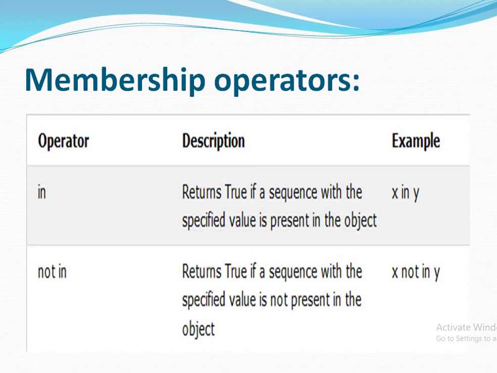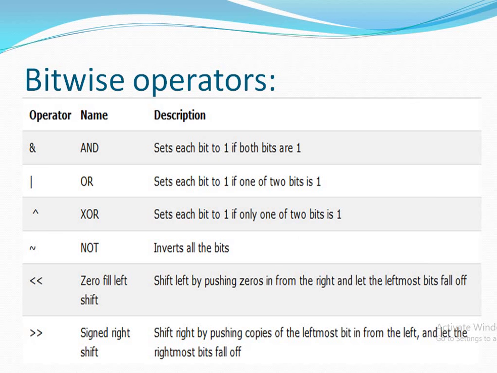So here x is in y because A is in ABC, so it will return true, otherwise it will return false. And not in is just the opposite. If the sequence is not in y, then only it will return true, otherwise false. So if the value of x is A and the value of y is ABC, then not in will return false, whereas in will return true. So that is the membership operator.